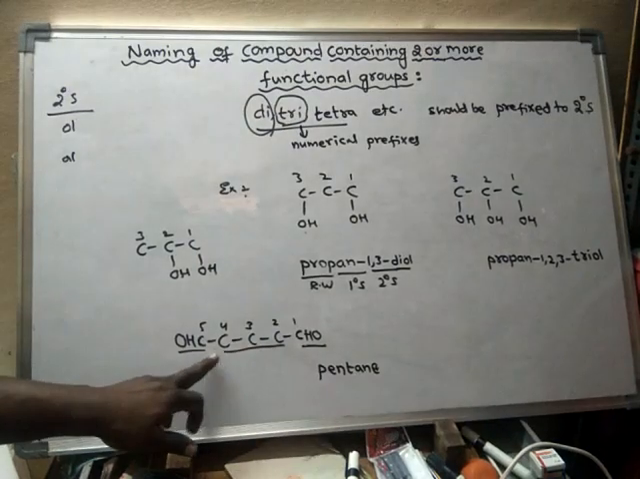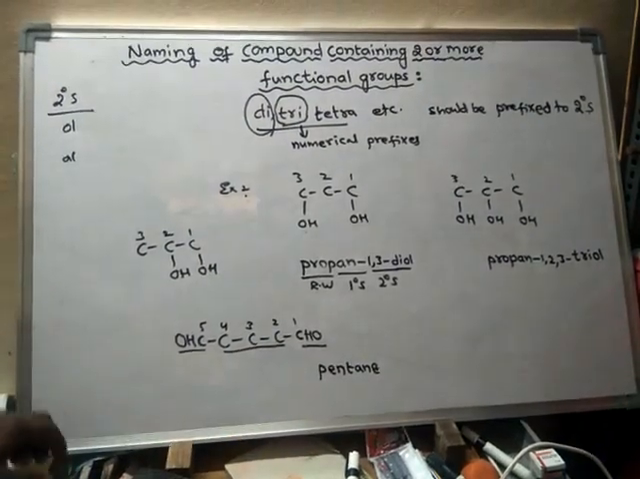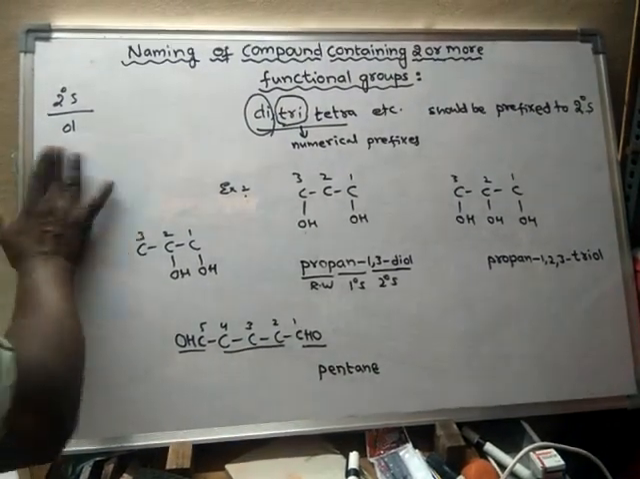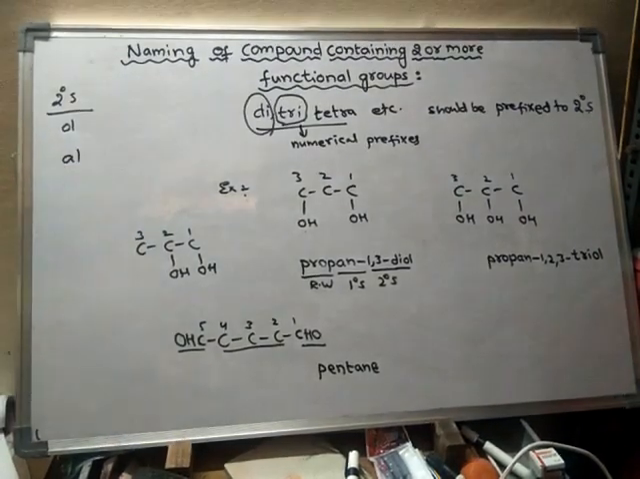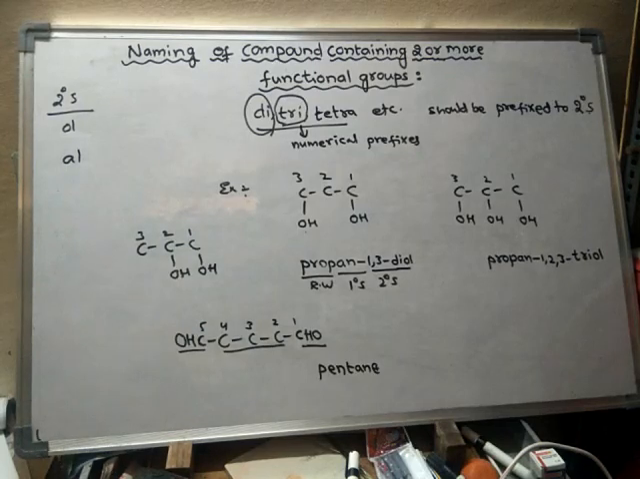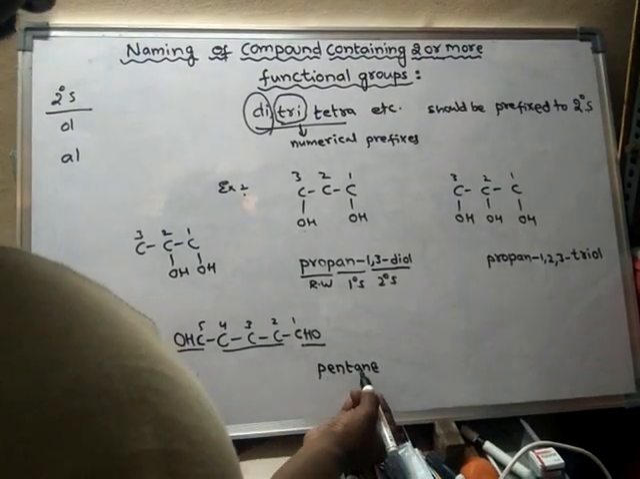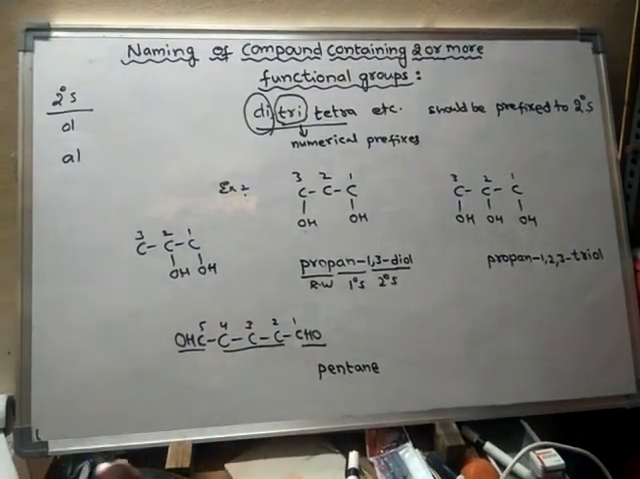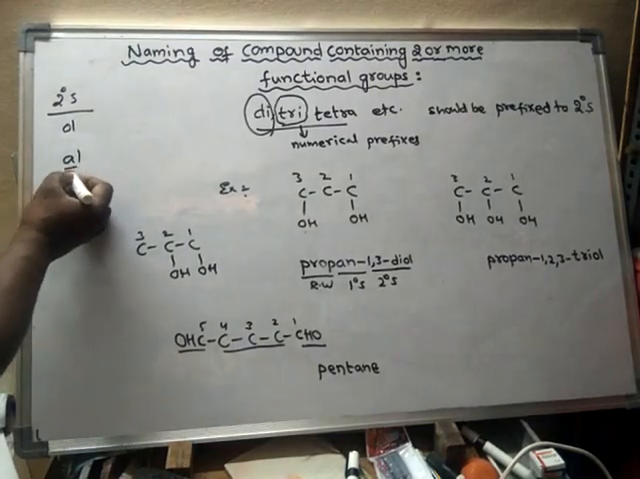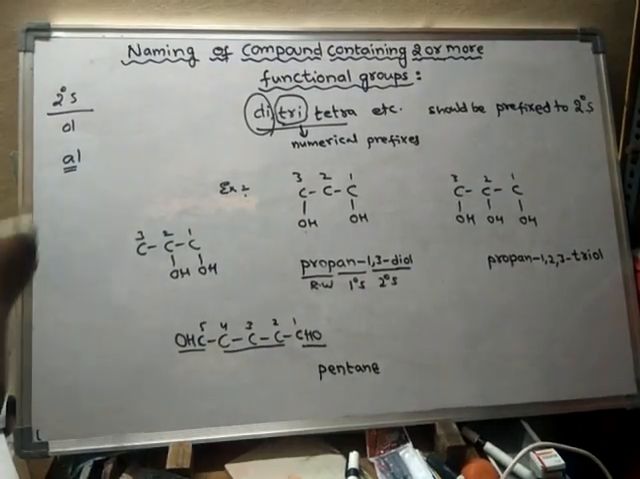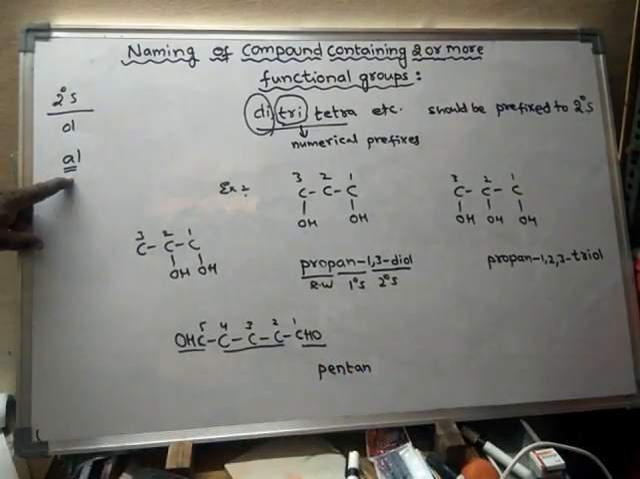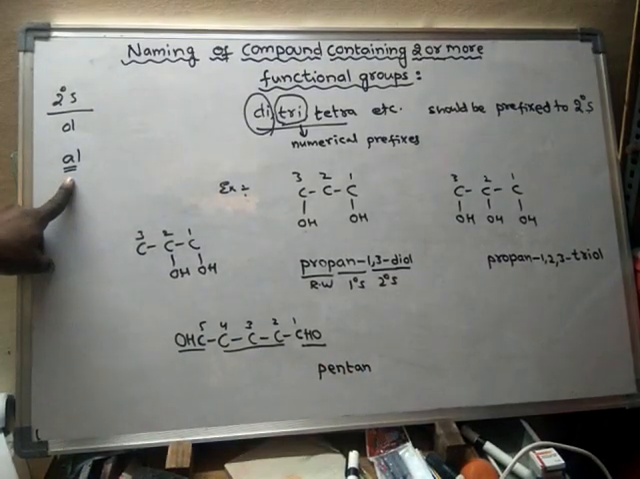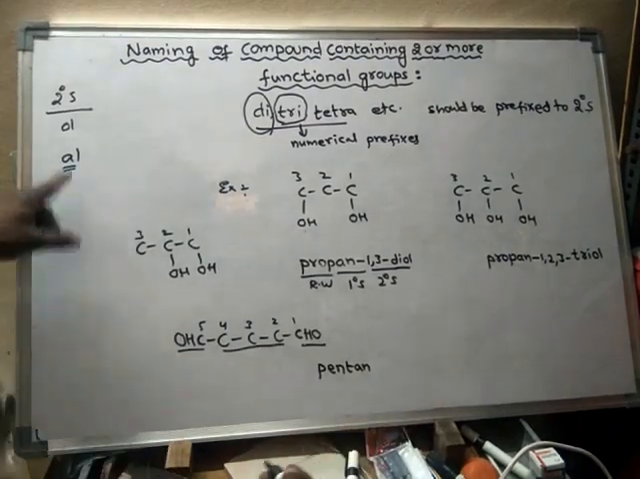So there are two aldehyde groups. For the aldehyde group, the secondary suffix is "al". So pentane, okay, "al". Here also the starting letter is a, which is a vowel, so we have to remove this e.